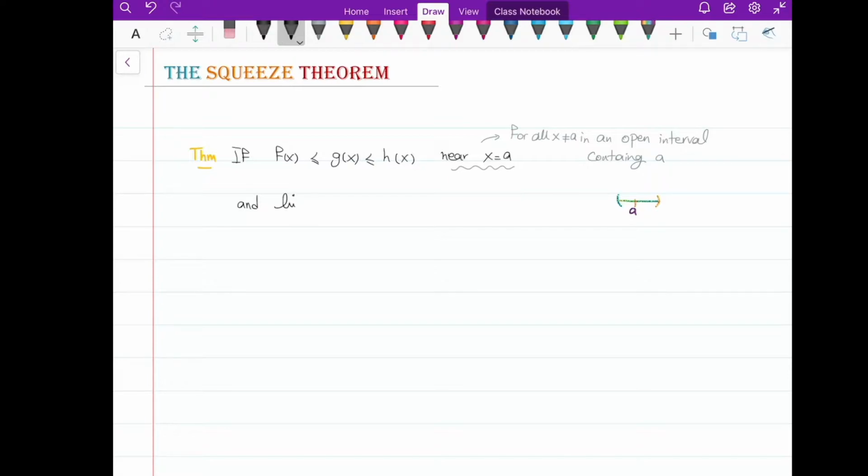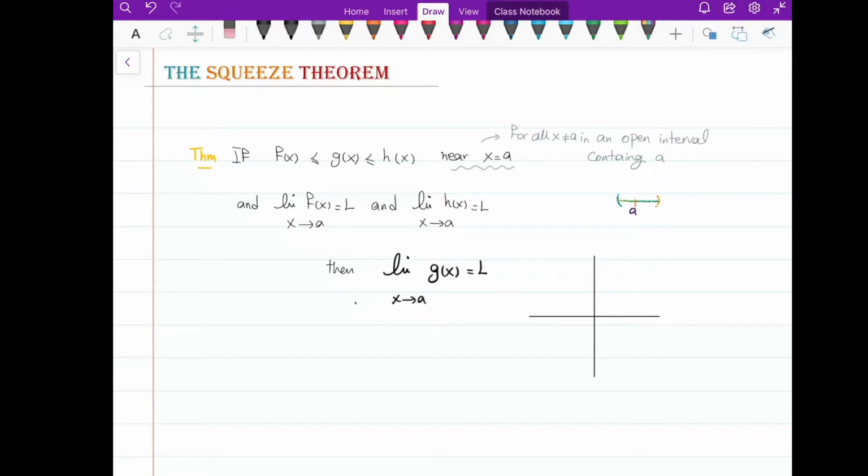And if the limit of f of x as x goes to a is equal to L, and at the same time the limit of h of x as x goes to a is equal to L, which means the limits of both ends, f of x and h of x, are equal to each other and equal to L, then the limit of the function in between, g of x, as x goes to a, is also equal to L. Okay, so that is the Squeeze theorem.